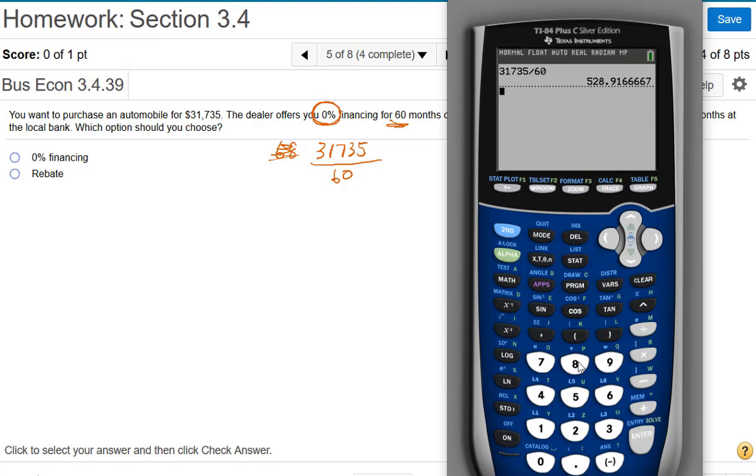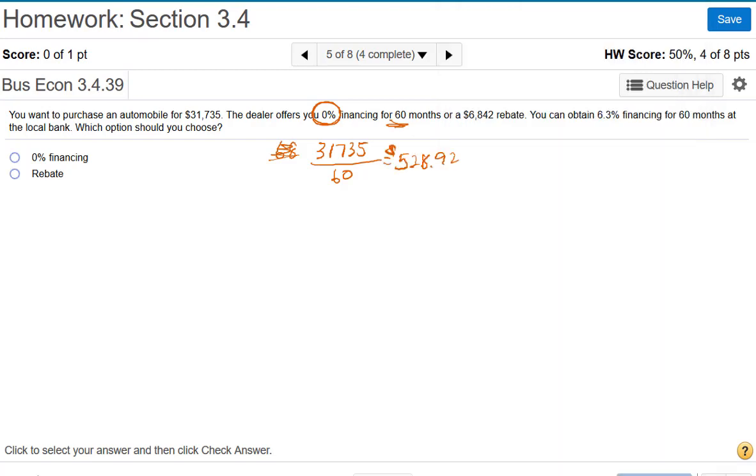$528.92 is our payment on the 0 financing. And the other option is to finance it at 6.3% if we take the $6,000 rebate and subtract it from the purchase price. So that's the quantity that we would be financing. So let's subtract those. So that means we will actually be financing 24,893.